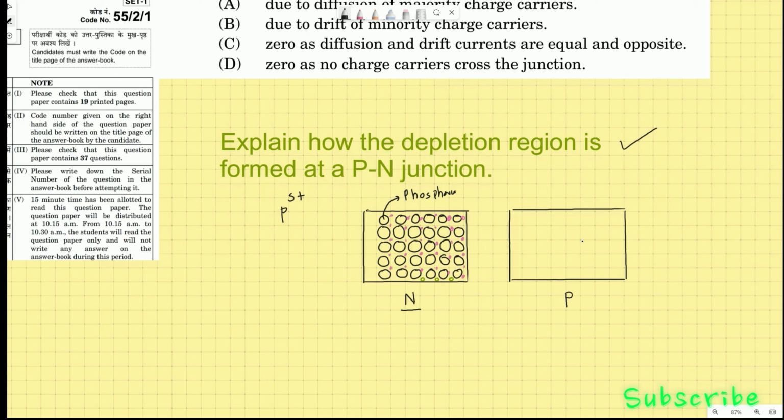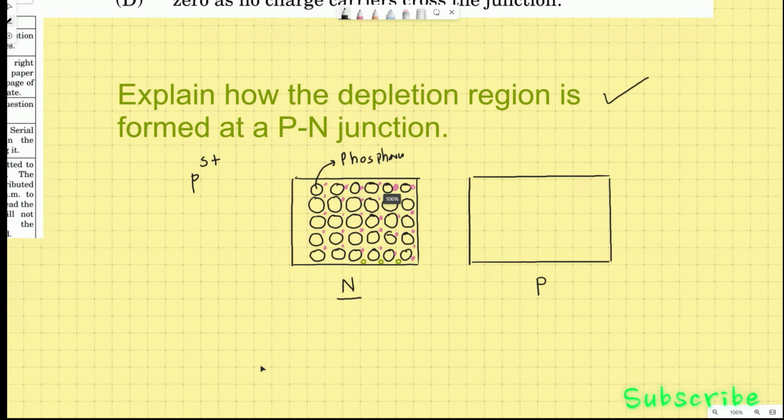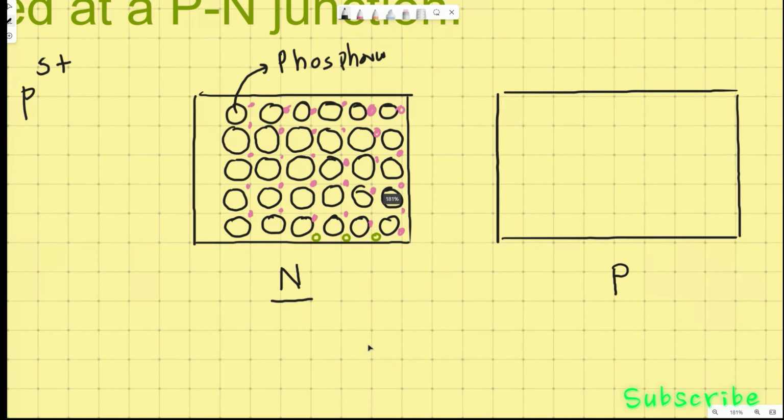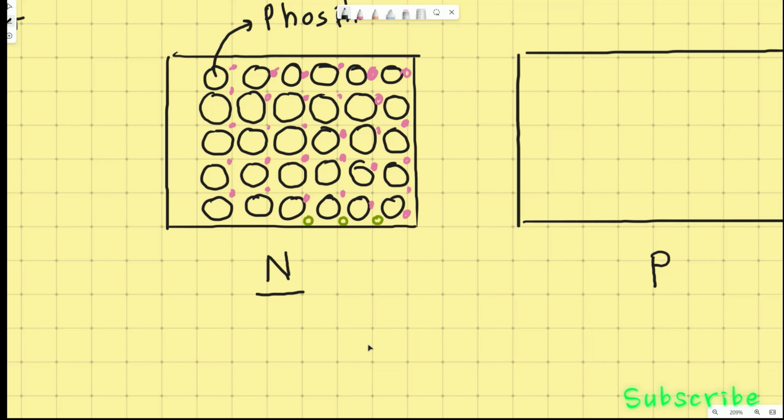The pink dot that you see is the electron. Let me enlarge the view so that you can see it more clearly. And the green color you see is holes. Now let's go to the P side of things.